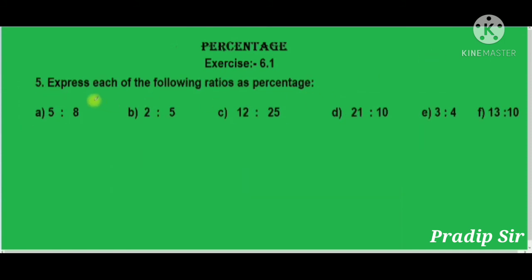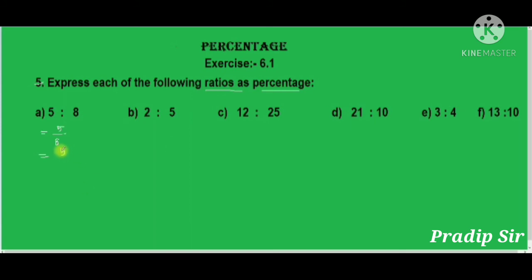Now HIJK homework. Now question number 5. Express each of the following ratios as percentage. Now there are ratios given. In question 5 you got ratio. So now here 5:8 is written. This ratio you can say is 5/8. So first one you write in numerator, and the second one you write in denominator. Same thing, we have to convert into percentage.